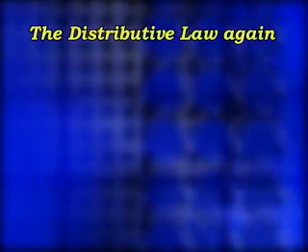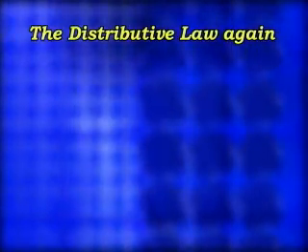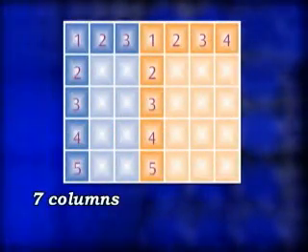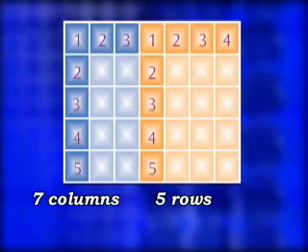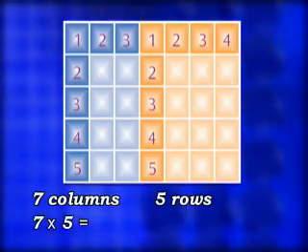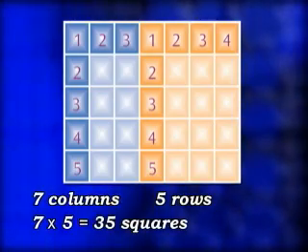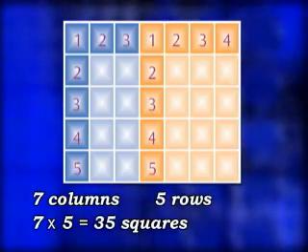We're going to talk about the distributive law again. We're talking about distributing. Look at these squares. There are 7 columns and 5 rows. So we have 7 times 5 equals 35 squares in all.